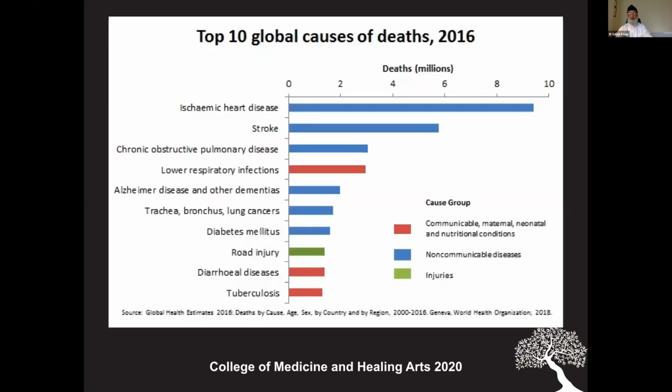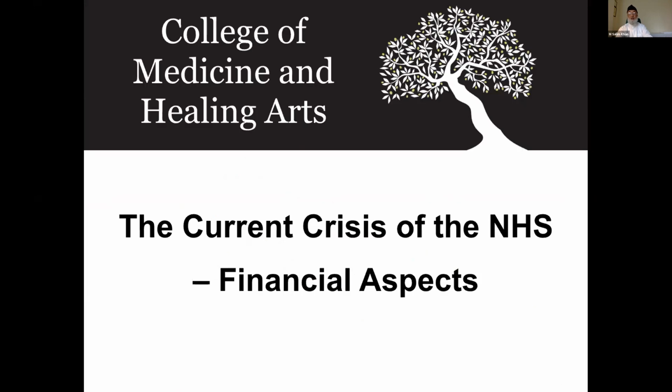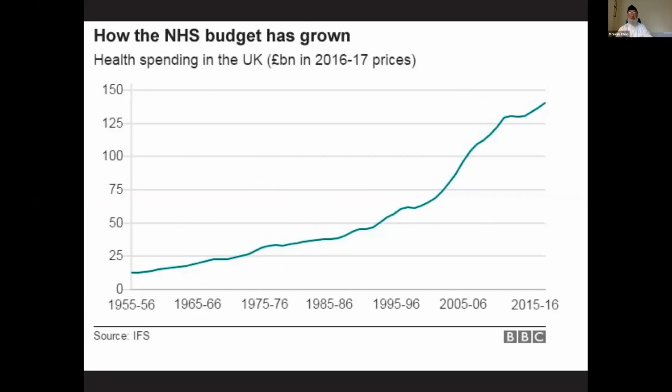Here is just a reminder that the top 10 causes of death globally are again chronic lifestyle diseases. Here is a situation which is fascinating and interesting, especially for those people who are in the so-called developing world, to see that Britain, with all its resources and all the funding that goes into the NHS, is unable to meet the population's needs.